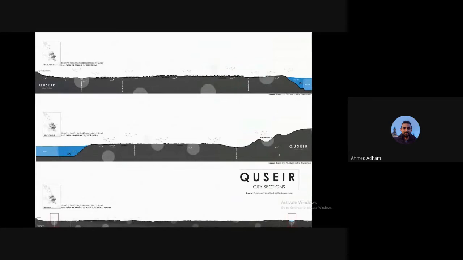Then, for better understanding of the wadis and the Red Sea relationship with the city, here are some sections. For instance, the one below, showing the relationship between Wadi al-Ambagi and Wadi al-Qusair al-Qadim. And the one on top is showing the relationship between the Red Sea and Wadi al-Ambagi.